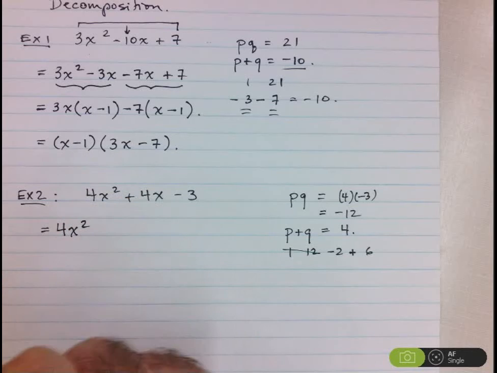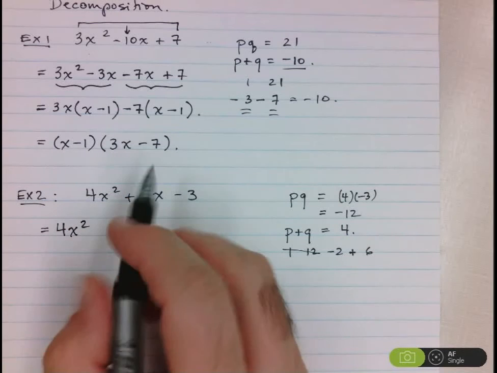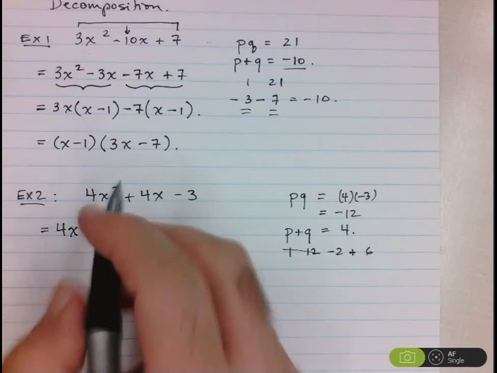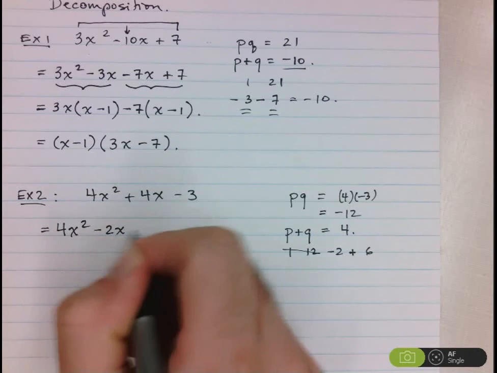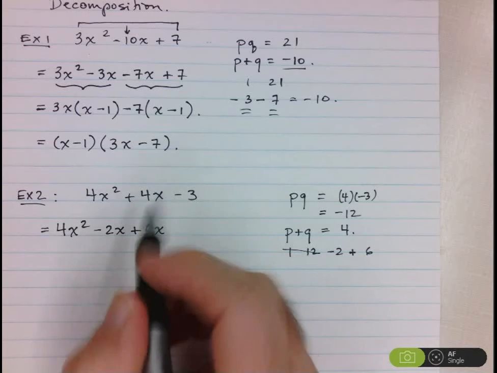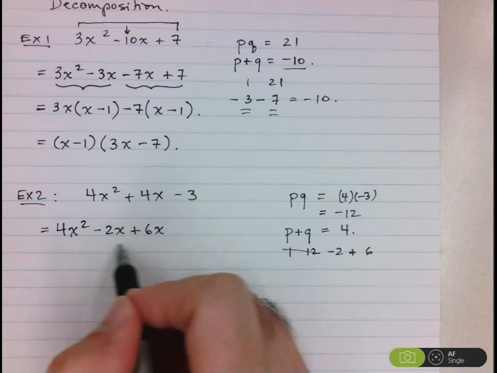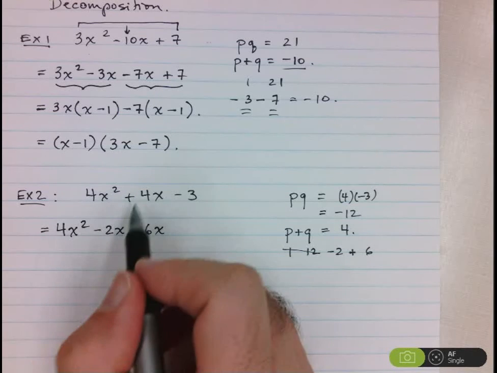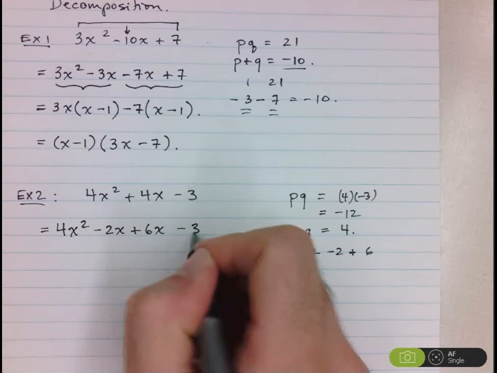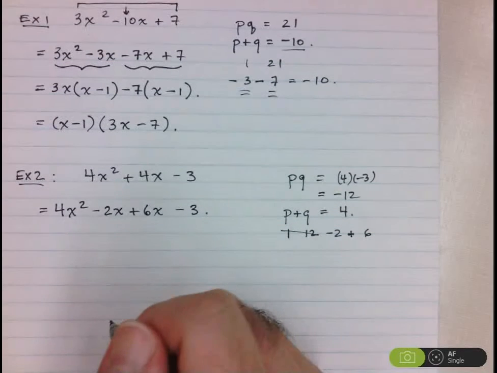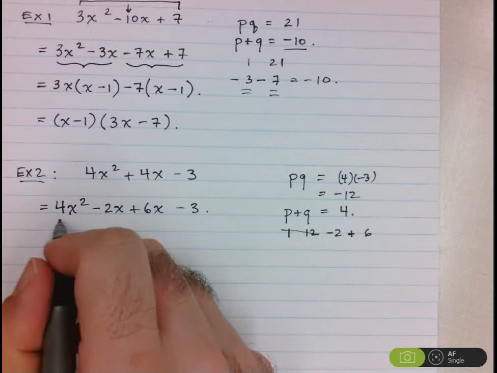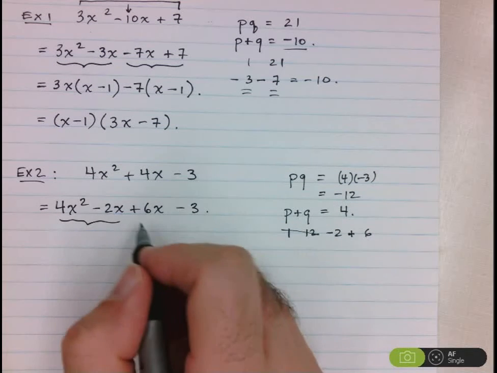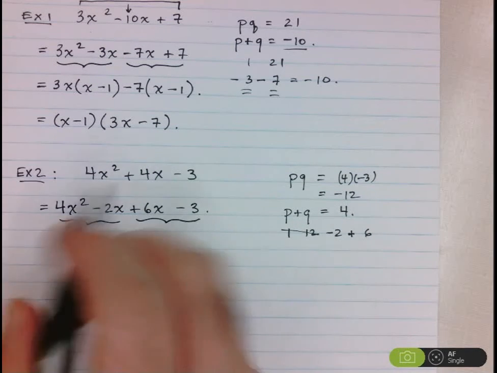So 4x squared doesn't change. I'm going to rewrite the middle term, 4x, as minus 2x plus 6x. Okay? The 4x is equal to this expression, so that's why I can just replace it. And then the minus 3 doesn't change. Okay? The next step, remember, is to factor the first two terms and factor the last two terms.